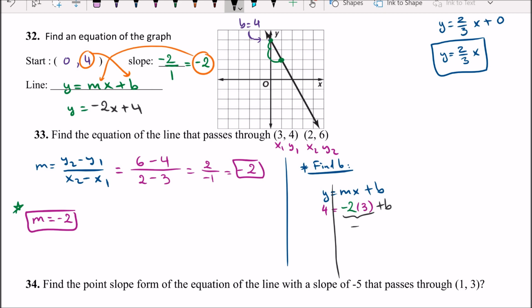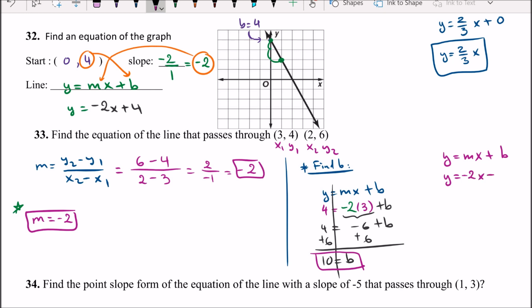Negative 2 times 3 is negative 6. Bring down 4 and b. To get b by itself, we add 6 on both sides. 10 equals b. Alright, so now we write the equation y equals mx plus b: y equals negative 2x plus 10 as my final answer.